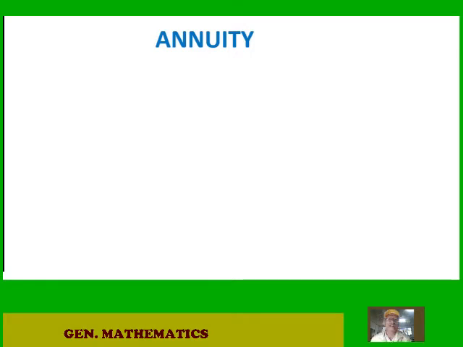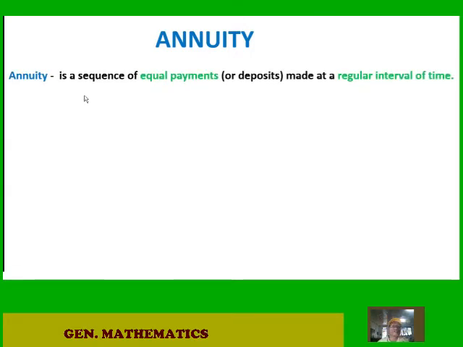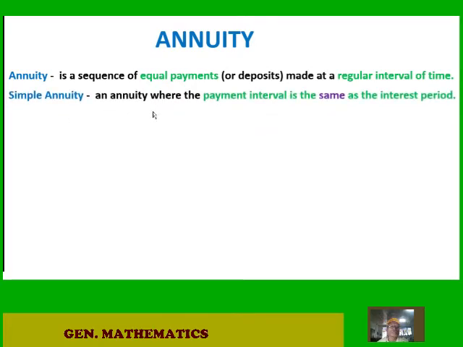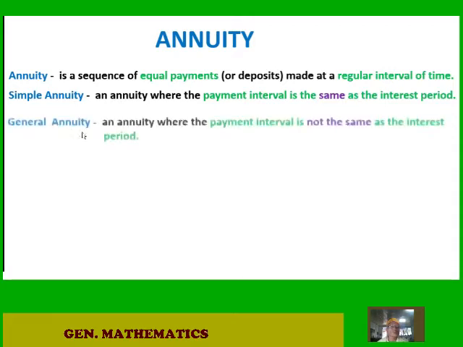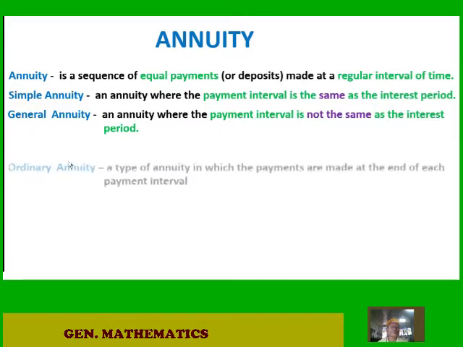Our video tutorial this time is about annuity. Let us define some very basic terms regarding annuity. Annuity is a sequence of equal payments or deposits made at a regular interval of time. Simple annuity, an annuity where the payment interval is the same as the interest period. General annuity, an annuity where the payment interval is not the same as the interest period.